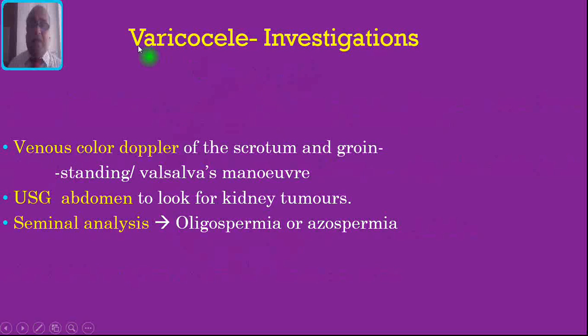So what are the investigations you have to do in a varicocele case? It is a clinical diagnosis. However, you can confirm your diagnosis by doing a venous color Doppler of the scrotum and groin, both in standing and in Valsalva. After doing a Valsalva maneuver, you should do this color Doppler. Then you can do an ultrasound of the abdomen to rule out any kidney tumors. You must also do seminal analysis to rule out any oligospermia or azoospermia.